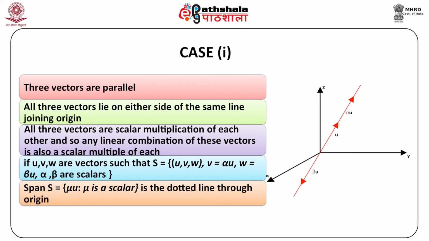That is, if u, v, and w are vectors such that S = {u, v, w}, v = alpha u, and w = beta u, where alpha and beta are scalars, then span S = {mu u}, that is, mu is a scalar, which is the dotted line through the origin.